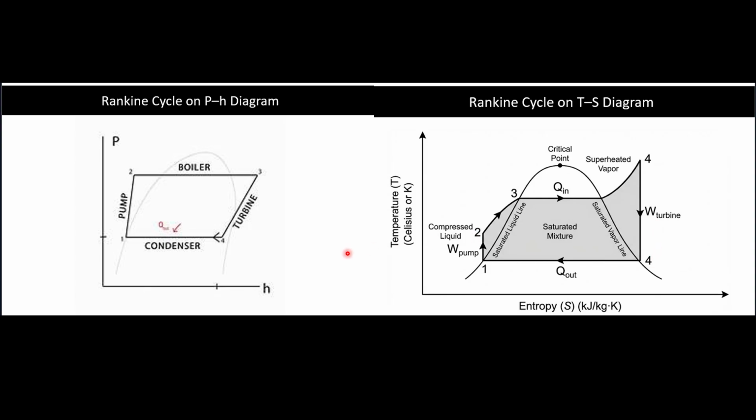So for 4 to 1, the fluid that goes into the condenser loses its heat. Because it is losing its heat and it is being converted from low pressure steam into liquid, phase change is also occurring. So the enthalpy is going to decrease, and on this hand the entropy is also going to decrease.